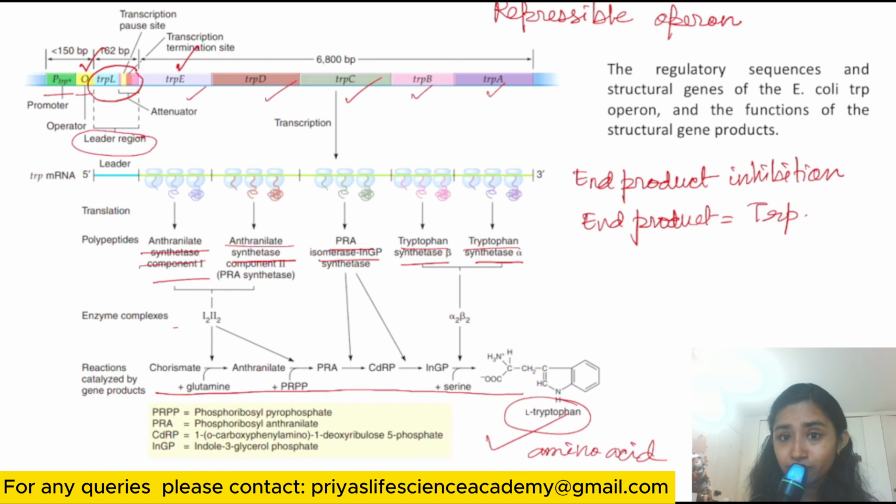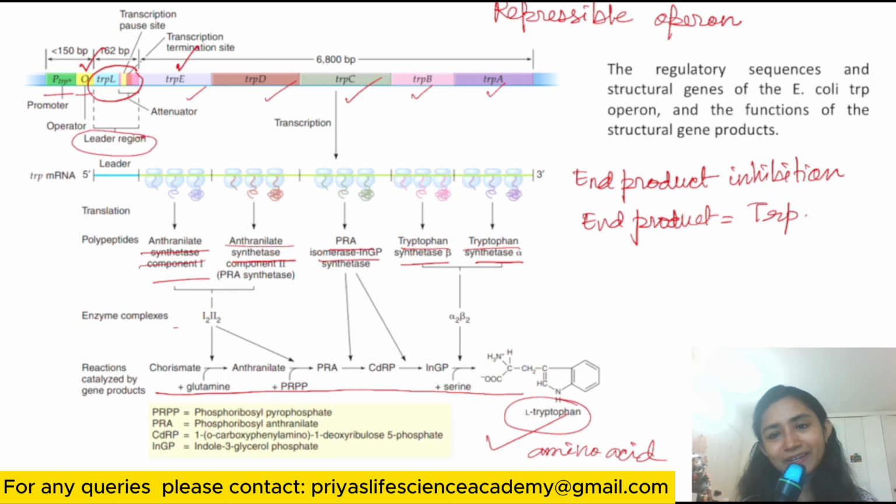Now, coming to the regulation of the tryptophan operon. We have studied the regulation of the lac operon. Now, we have to study the regulation of the tryptophan operon. At the initial stage, the tryptophan operon is turned on, you can see. But when tryptophan is present in an ample amount, the operon needs to turn off. That is why it is known as a repressible operon. And to turn off the tryptophan operon, it needs the tryptophan itself.